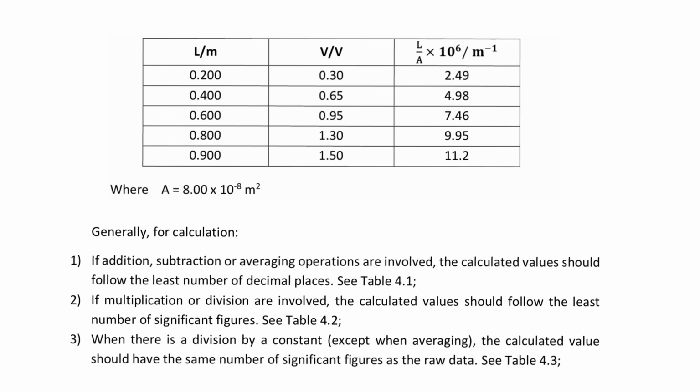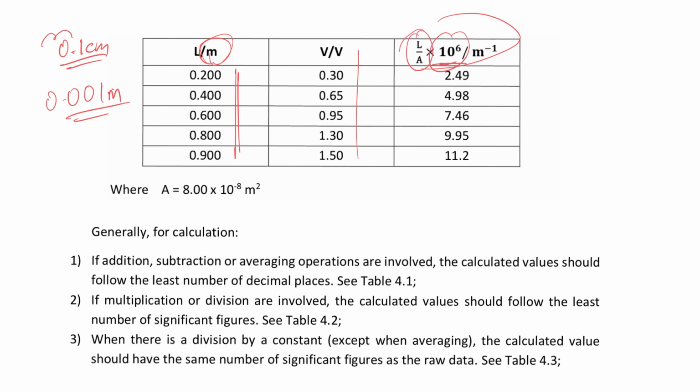In this last example here, just take note, of course in general the ruler precision is 0.1 cm, but sometimes they want you to measure in terms of meters. So 0.001 meters. That's why it's 3 decimal place. So make sure you are mindful of the units, and this is a voltmeter reading to 2 decimal place. As for the last column, it is given in standard form, in terms of times 10 to the power 6, so you need to be mindful of that. And this one is a division, taking the L divided by the A, and A is given to you.